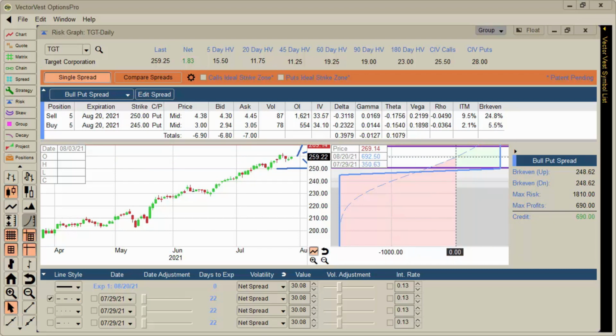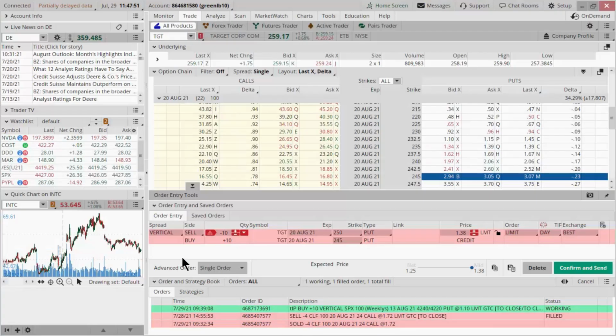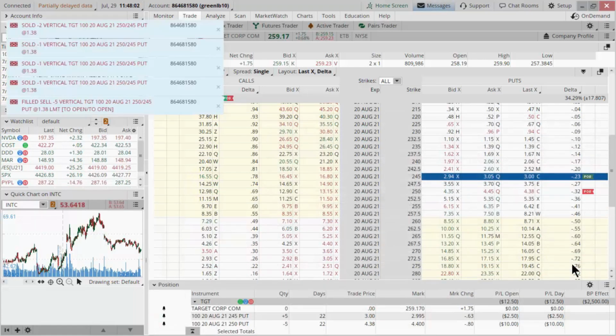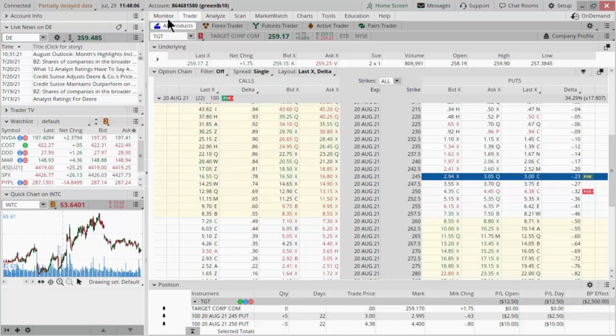So 5 contracts, we'll do 5, and we're midpoint at 138, and we'll go ahead and confirm, and you're done. That's it. That trade, as you can see, has now been placed. It's as simple as that.